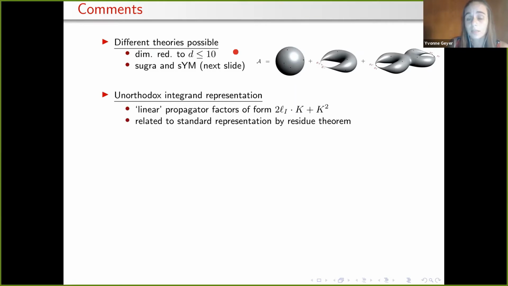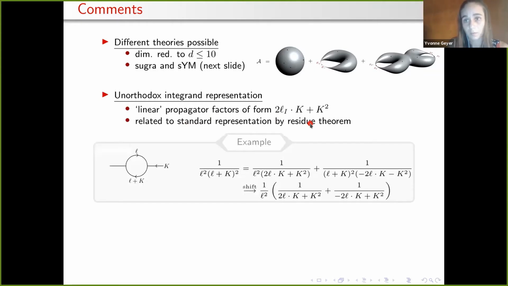Now, the other point that I would briefly like to make is that this is an unorthodox integrand representation that we land on, where every propagator that involves only one power of the loop momenta comes in this linear form. However, we won't talk about this much because it's related to the standard representation in a very straightforward way by a residue theorem. So to be precise, it's easy to go from the standard representation to this linear representation.